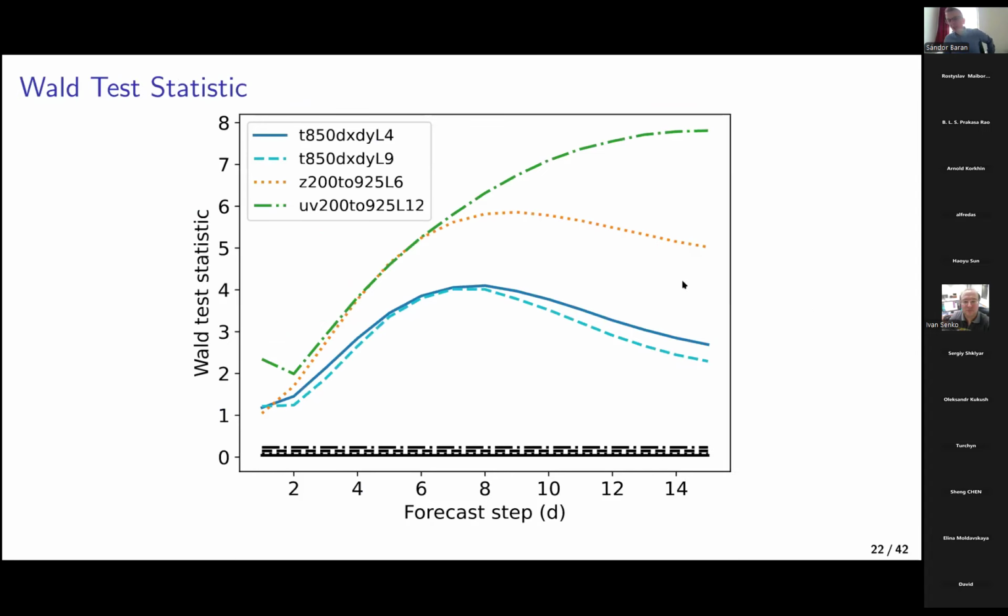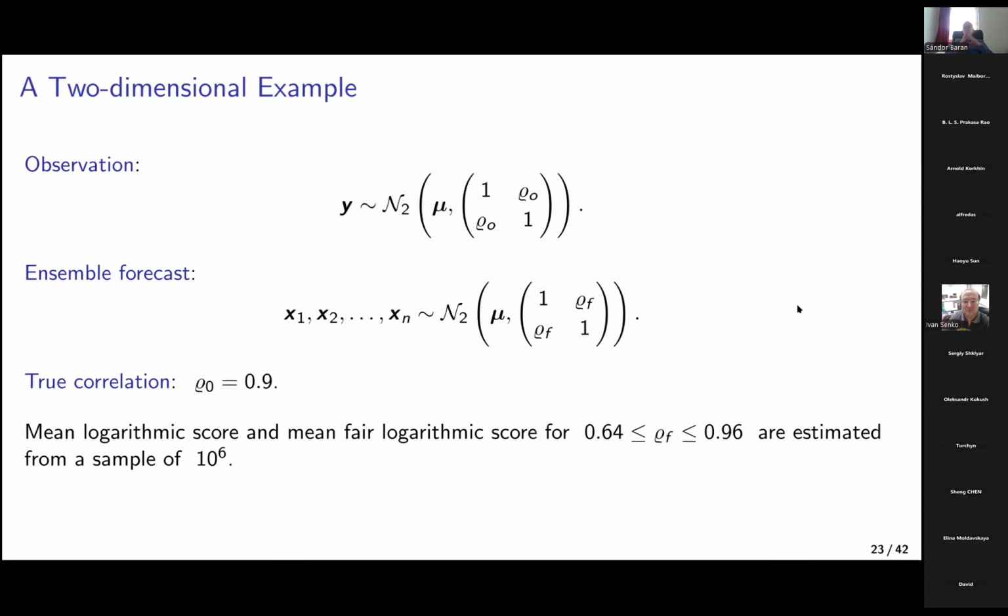And I have one more nice example. It's not my idea, it's due to my partner Martin Leutbecher, namely the following. We consider a very simple 2-dimensional example where we have a 2-dimensional Gaussian observation and we have a 2-dimensional Gaussian ensemble forecast, and the means are correct. The true correlation for the observation is 0.9, which means the marginal distributions match. The only deviation can be in the correlation.